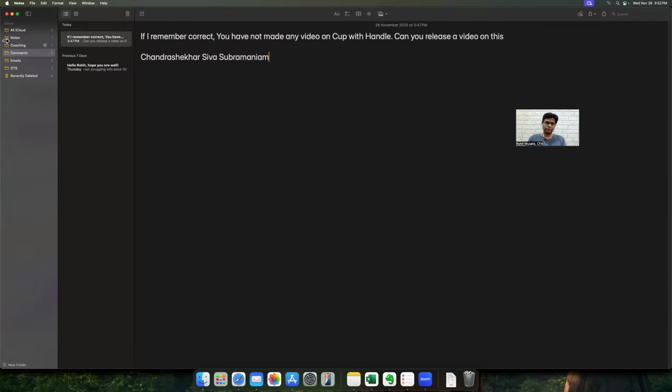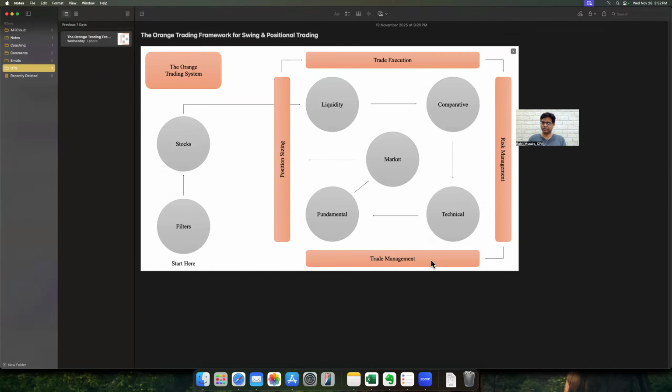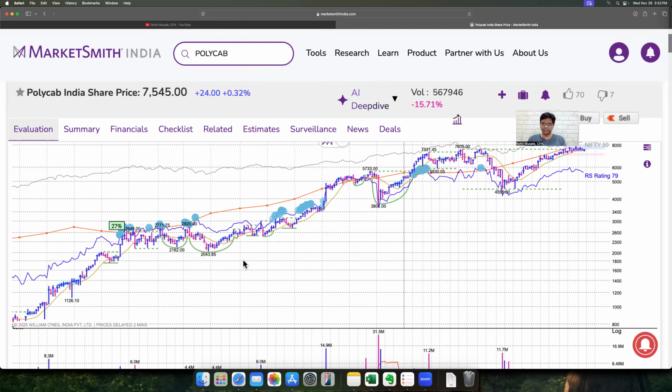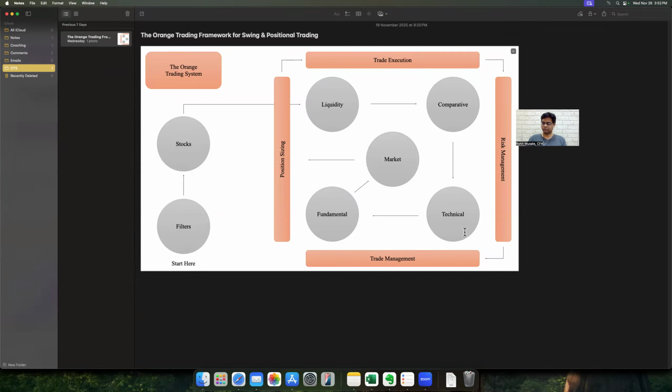For that, you need a framework, which I teach in my video course and on my YouTube channel, which is the Orange Trading Framework for Swing and Positional Trading. This is to select stocks because a cup with handle pattern only deals with the technicals. This is the technical aspect of the chart. But what about fundamentals? What about market condition? What about the relative strength of the stock and the industry? What about liquidity analysis? What if it's a penny stock and you have a cup with handle? Should you buy that stock?